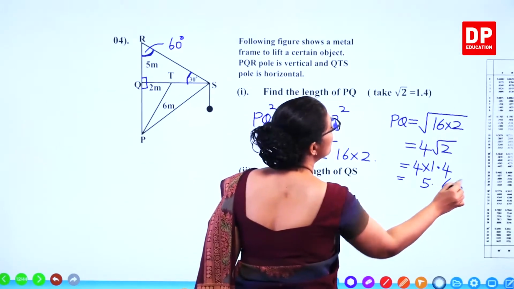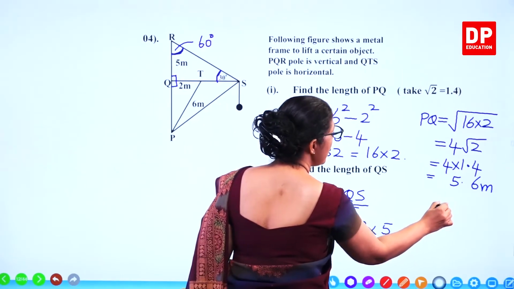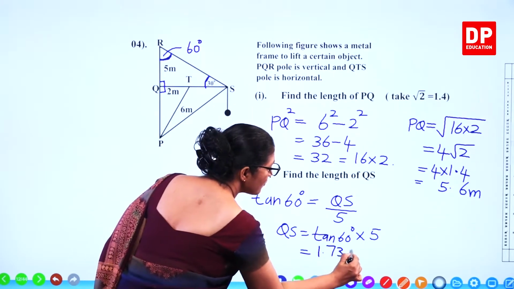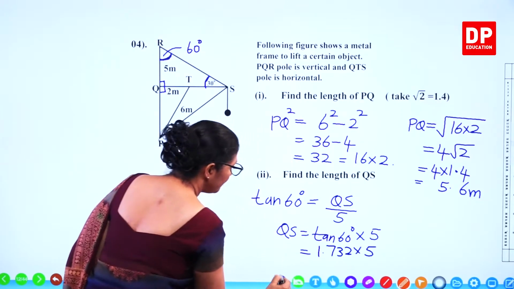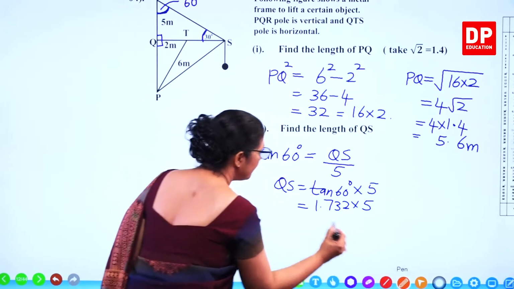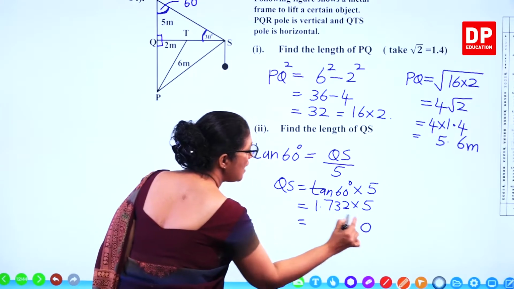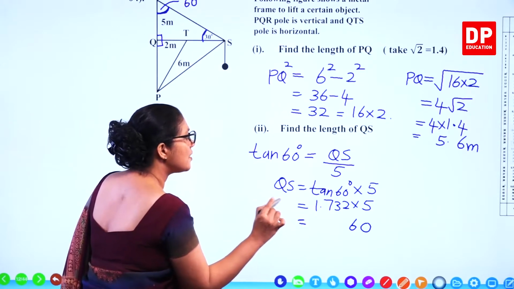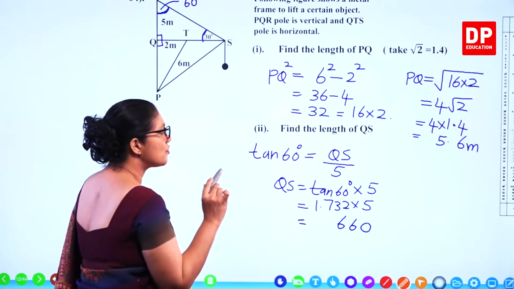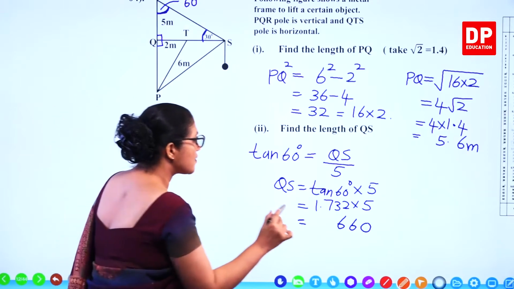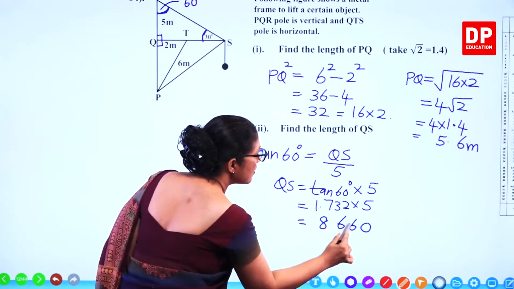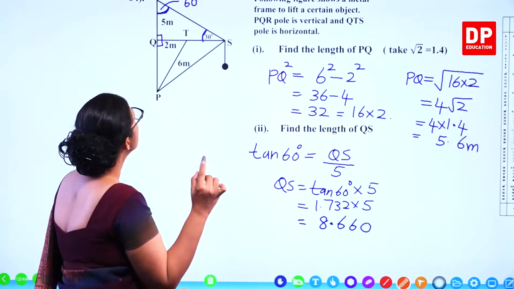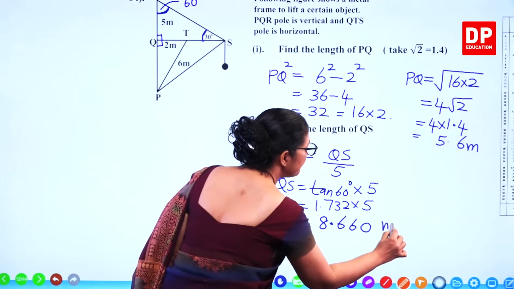1.732 multiplied by 5. 5 times 2, 10. 5 times 3, 15 plus 1, 16. 5 times 7, 35 plus 1, 36. 3 remaining. 5 times 1, 5 plus 3, 8. So 8.66. So this is in meters.